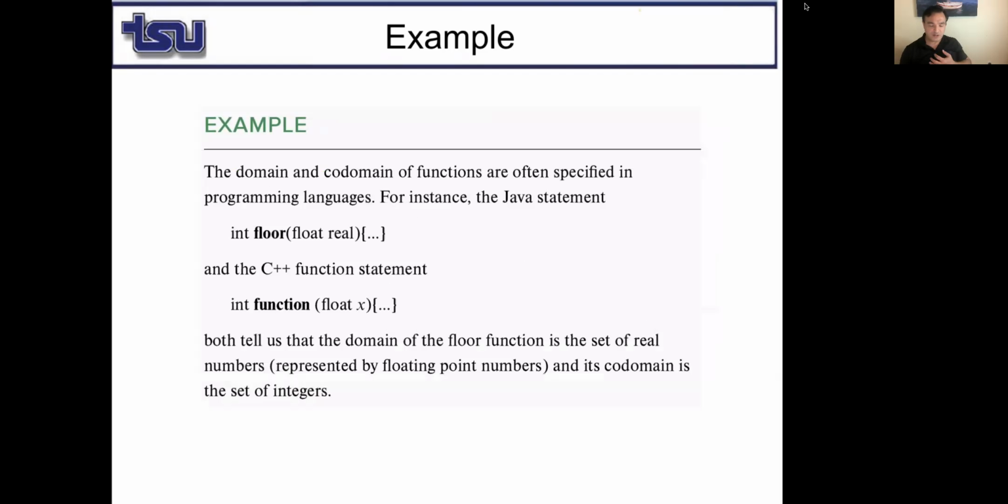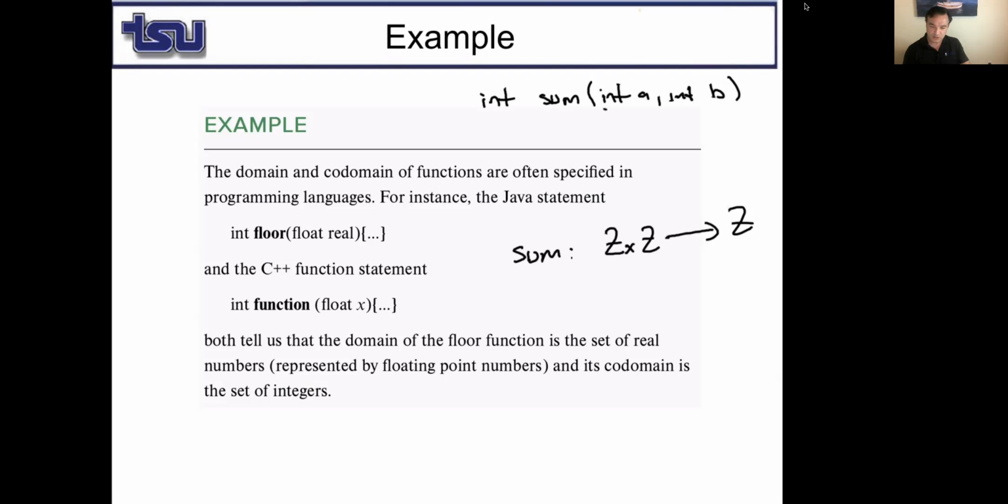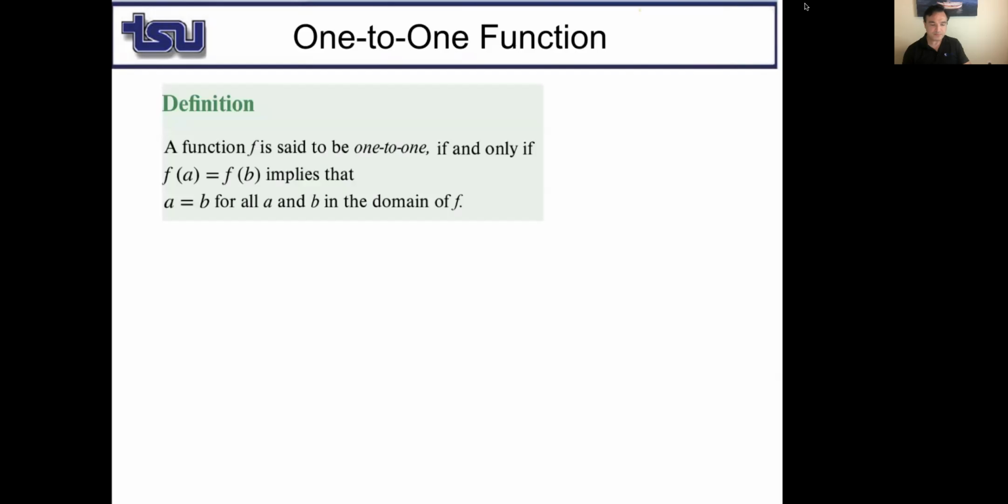Okay, well, everybody has written code, I believe, right? For example, in Java, if you say int sum, with int a, int b, that's a function, right? So basically, sum is a mapping from Z cross Z to Z. It takes two integers as input and returns an integer as output. So you can also represent functions as computer programs like that.